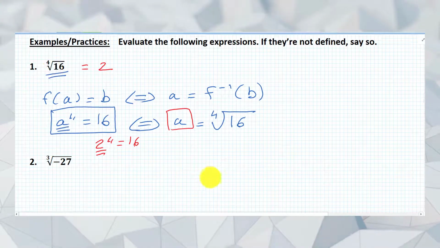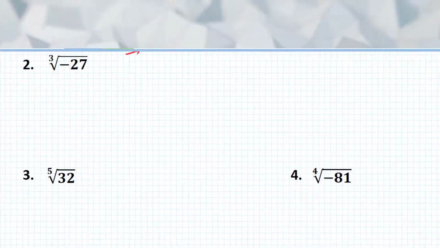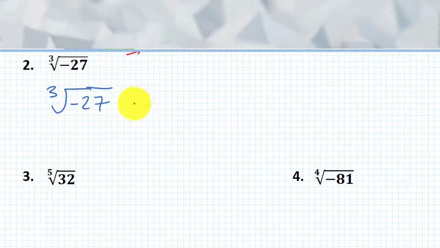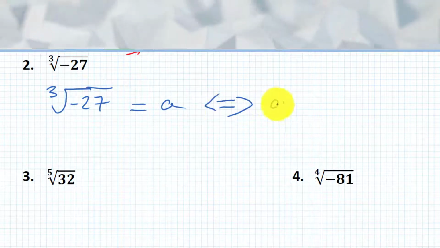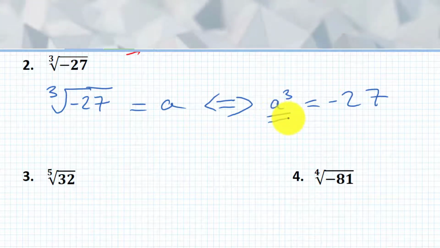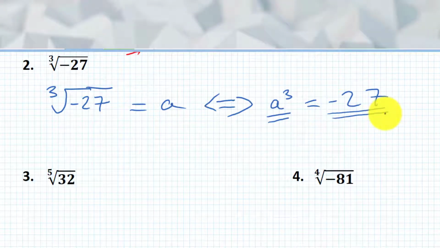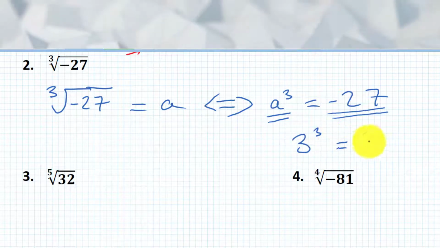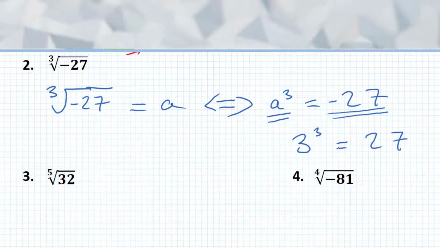All right, second example then. What is the cube root of negative 27? So again, assume that the cube root of negative 27 is equal to a. This statement is equivalent to a cubed equals negative 27. So what number raised to the power of 3 is going to be equal to negative 27? Well, we know that 3 cubed is 27. 3 times 3 times 3 is 27, right? But that's not negative 27.